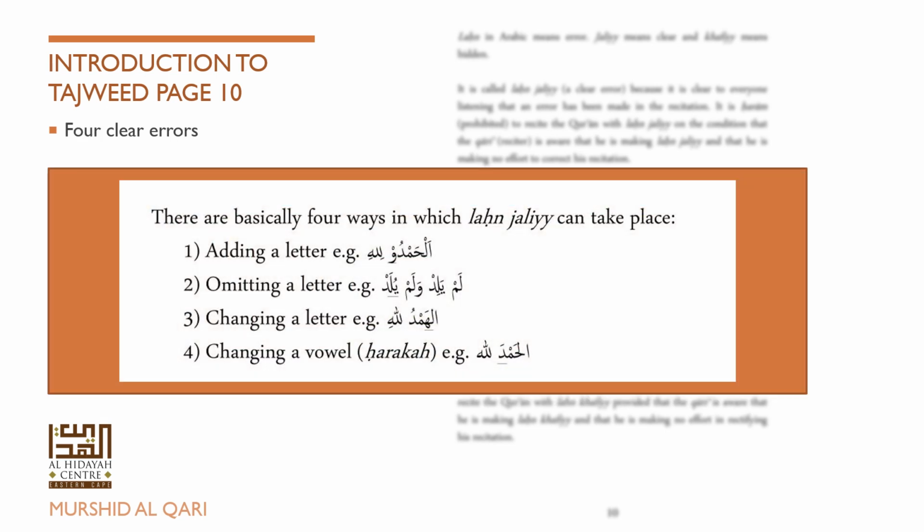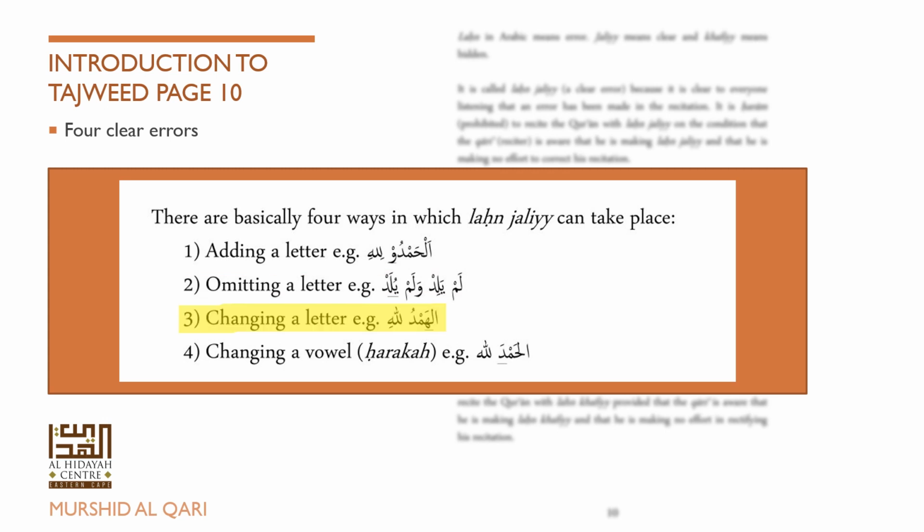So there are basically 4 ways in which lahan jali can take place. Number 1, you add a letter, the example given, Alhamdulillah, elongating or lengthening the words or the sounds. So you're adding a letter by putting a waw in Alhamdulillah, you're elongating. So that is a major mistake. Number 2, omitting a letter, the example given, Lam yalid wa lam yulad. So as we know, it's lam yalid wa lam yulad, but now you're omitting a letter, in this case the waw in lam yulad, you're taking the waw away and you're reading walam yulad. This is a major mistake, and it is haram to make mistakes like this.